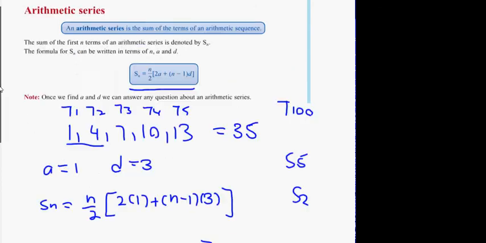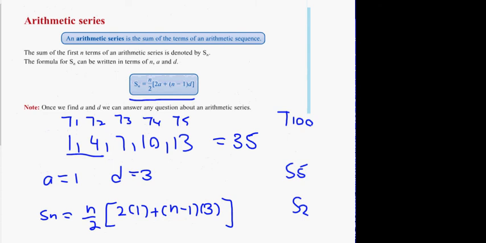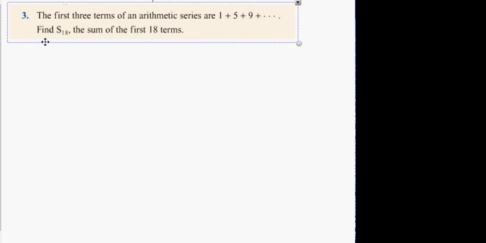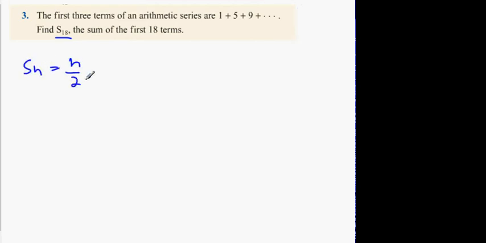Okay? Now, moving on. The first 3 terms of an arithmetic series are 1 plus 5 plus 9. Find S18. Well, if we take our formula from the last section, it is n over 2 bracket 2a plus n minus 1 times d, close bracket. a equals 1, d equals 4.